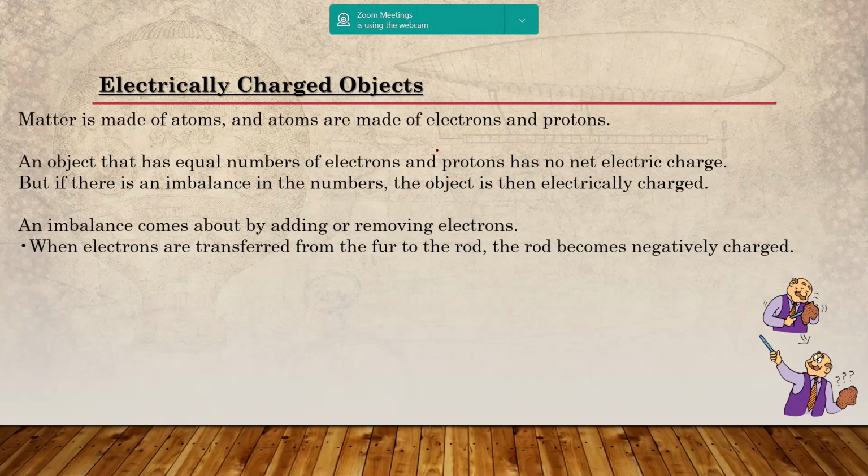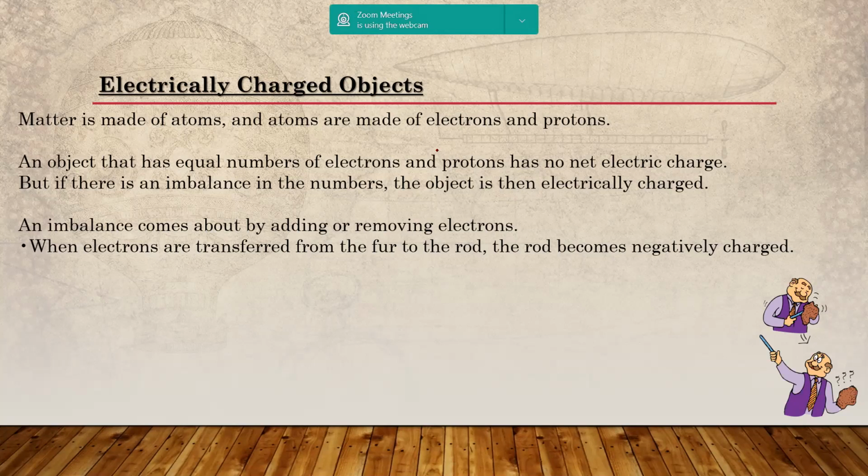So an object that has equal numbers of electrons and protons has no net electric charge. But if there's an imbalance in this number, the object is electrically charged, as we said before. An imbalance comes about by adding or removing electrons. So what does it mean? That means the protons are not moving, only the electrons are moving. So we can add electrons or remove electrons.